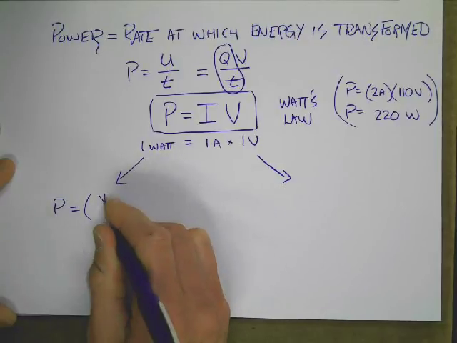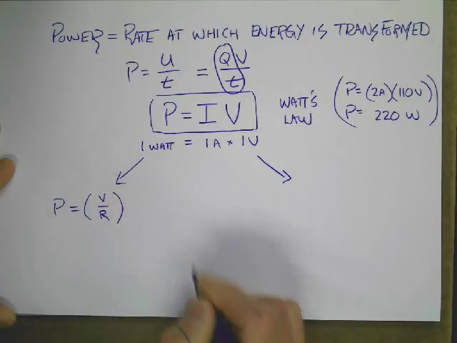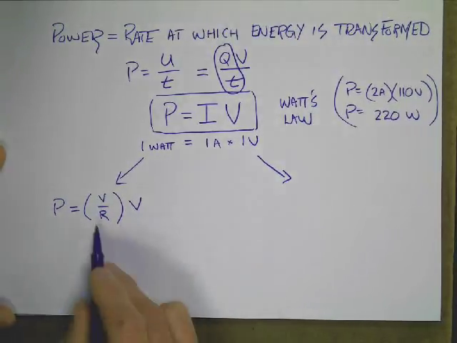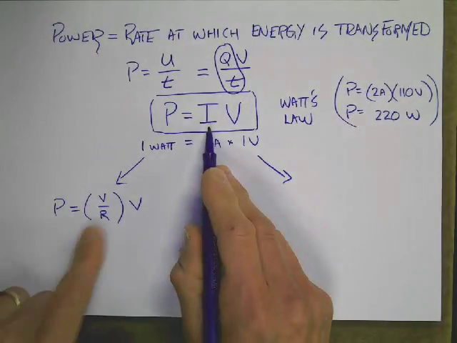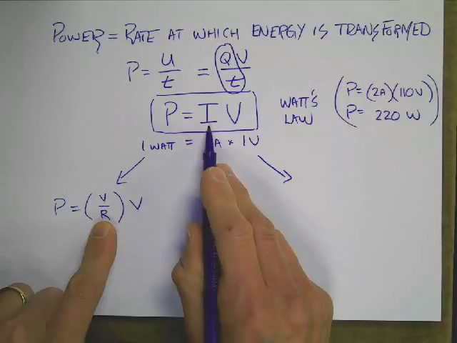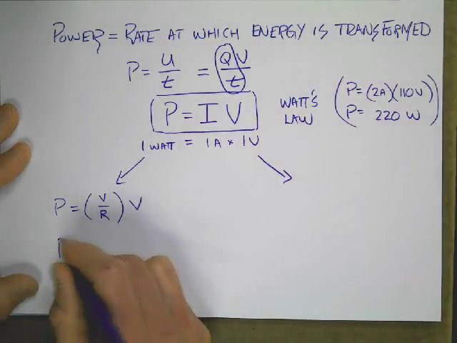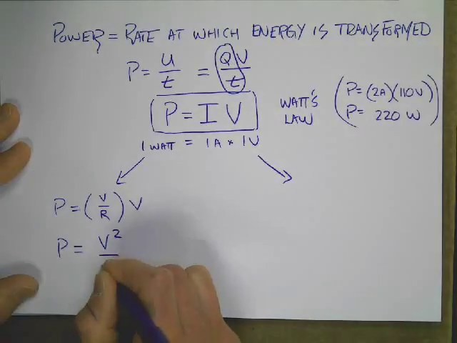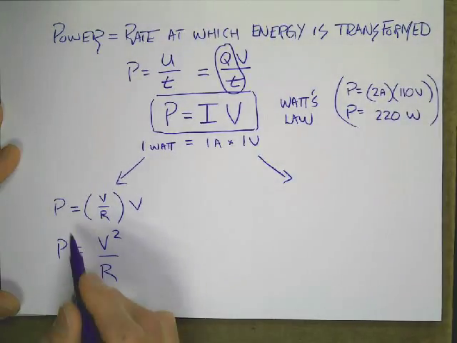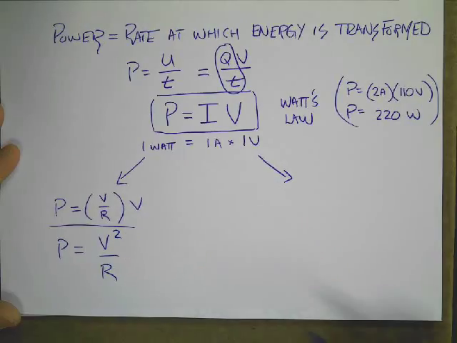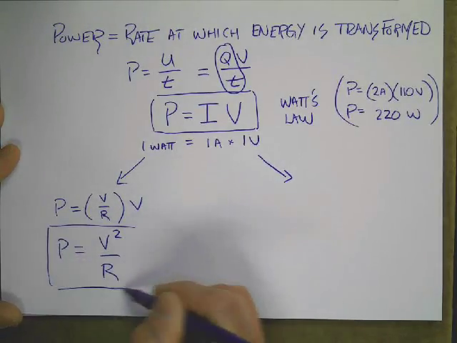So I could substitute for current and instead write voltage divided by resistance and multiply that times voltage. Okay, so substituting here and here. And this gives me one other version of Watt's law where power is equal to voltage squared divided by resistance.